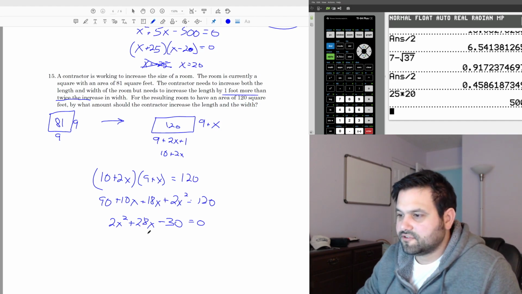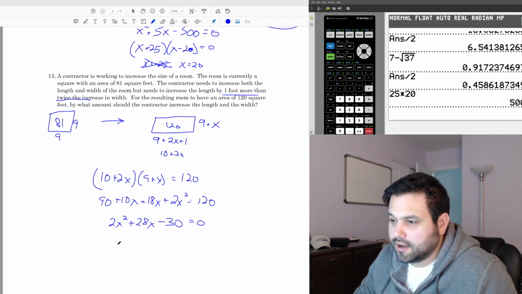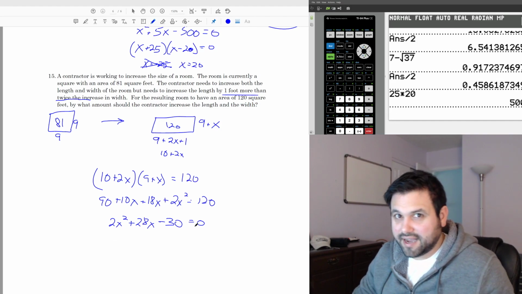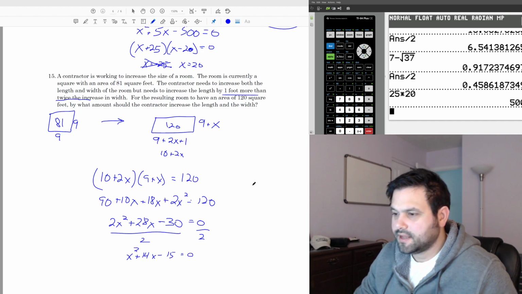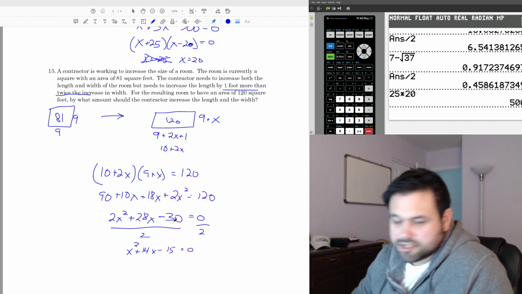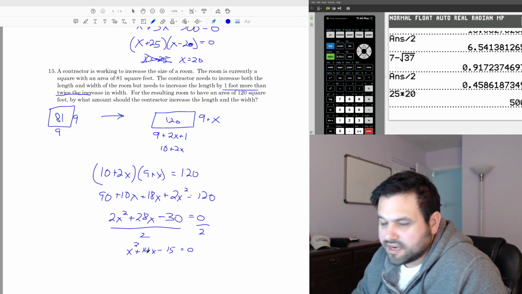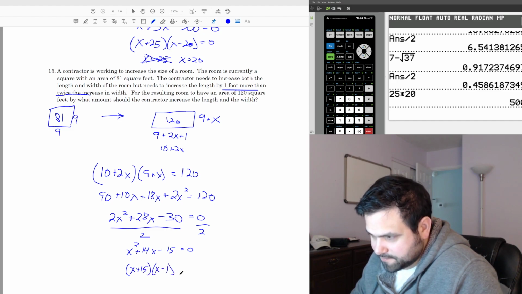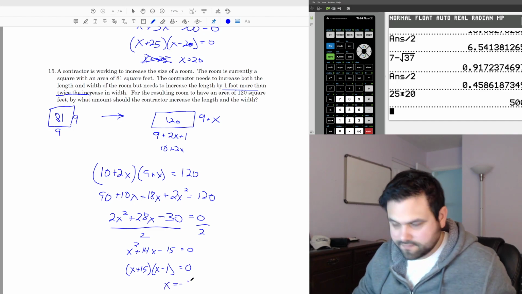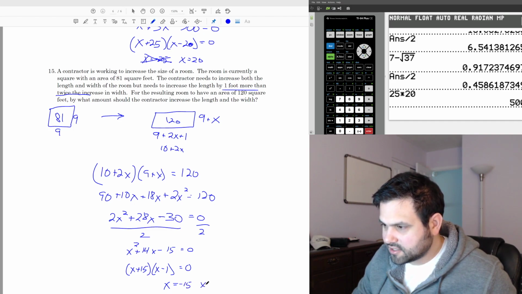Now we look to solve this. First thing I noticed is that I can factor 2 out. Essentially I can divide everything by 2 to get rid of that, right? So x squared plus 14x minus 15 equals 0. Now it looks a little bit nicer, so I can factor, looking for numbers that multiply to negative 15 and add to make 14. So that would be a positive 15 and a negative 1. And so x equals negative 15 or x equals 1.